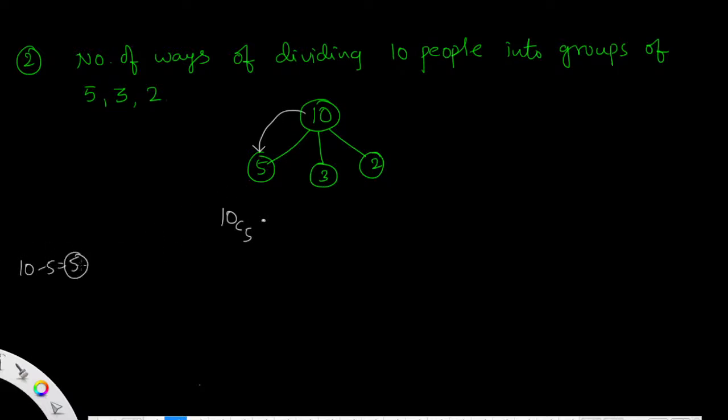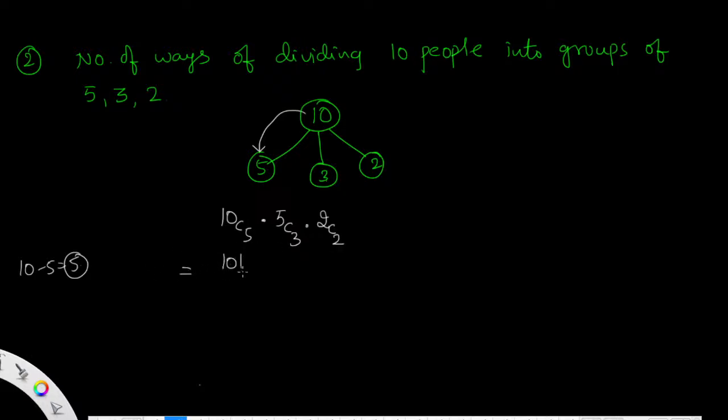5 people can be done into the second group we are selecting. This can be done in 5C3 ways. Into the next, the remaining people are 10. 8 people are completed, which means the remaining 2 people will be there. So this can be done in 2C2 ways.